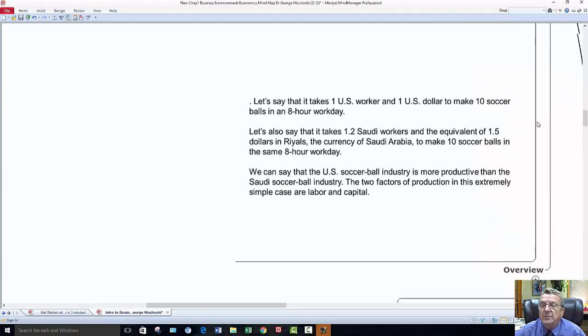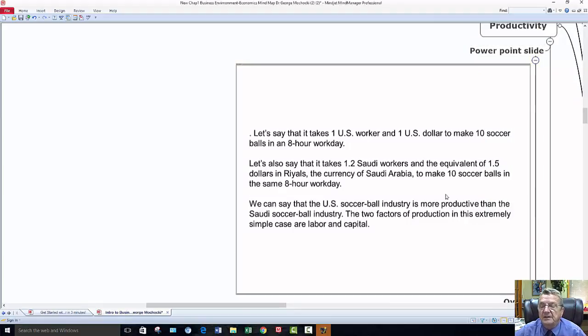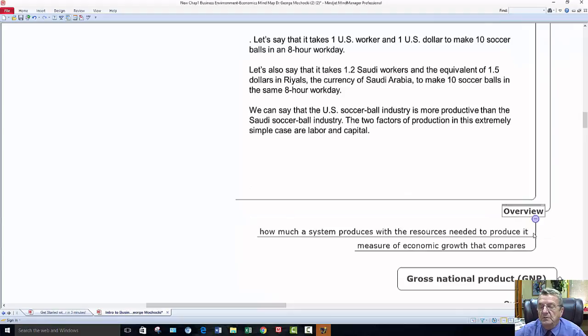Now, productivity, we talked about that. Here's the PowerPoint slide. Let me go over a quick overview. Productivity is how much a system or economy produces with the resources needed to produce, and it measures economic growth. We're talking here about countries and locations producing.